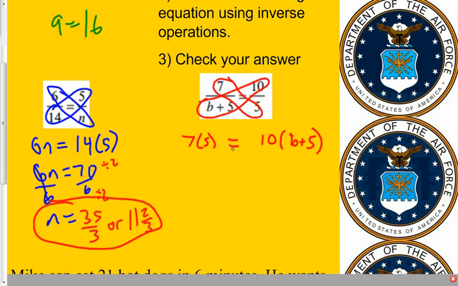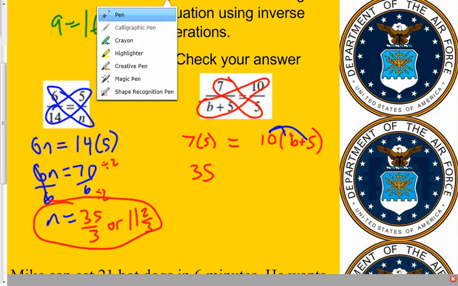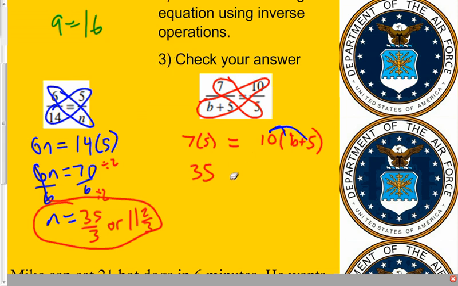Now if you look at that, by the way, I said they're equal to each other because cross products are equal. You might recognize the distributive property, where I can take that 10 and multiply by the 2 parts on the inside, distributing it like a wave going over the parentheses. So when I do that, the left side we know is going to be 35, equals the right side, which is 10 times b, so it's 10b, plus 10 times 5, which is 50.